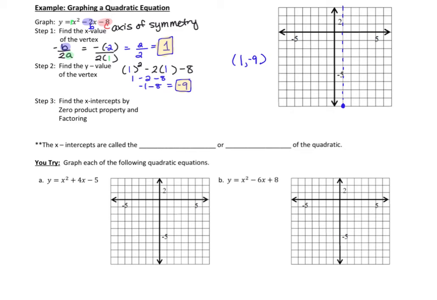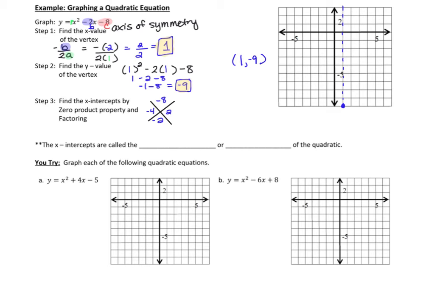For step 3, we need to find the x-intercepts by using the zero product property and factoring. So first, let's begin by factoring x squared minus 2x minus 8. So for this quadratic, I need two numbers that multiply to negative 8, and these same two numbers add to negative 2. What are the numbers? The numbers are negative 4 and positive 2. So remember, when you have a negative number on the bottom, the larger number will have to be negative.